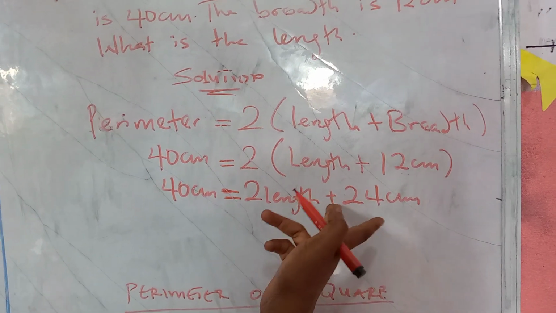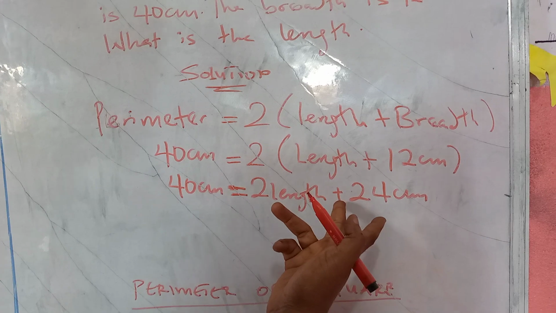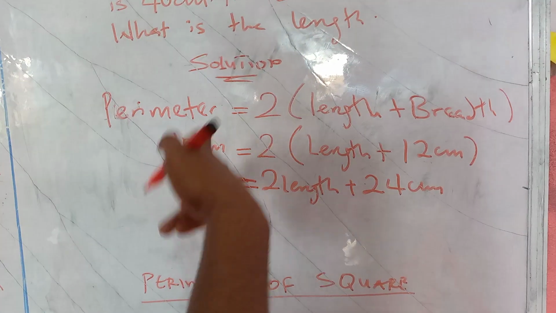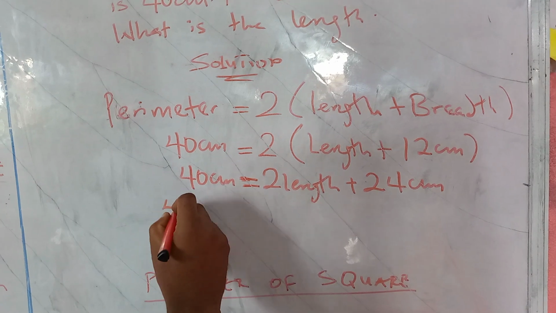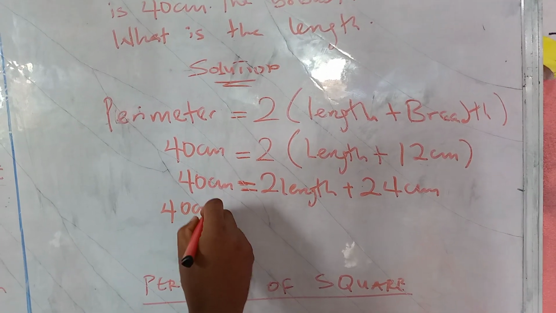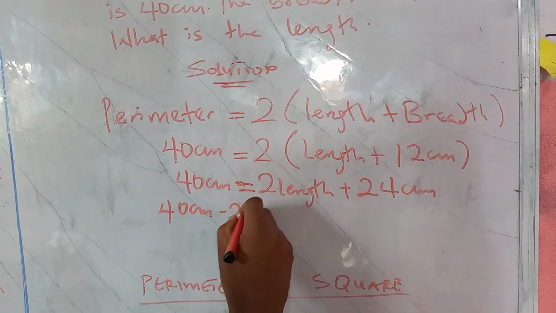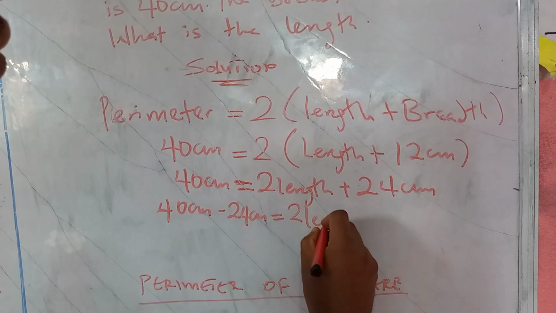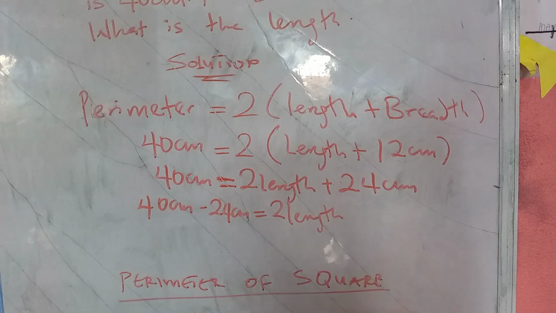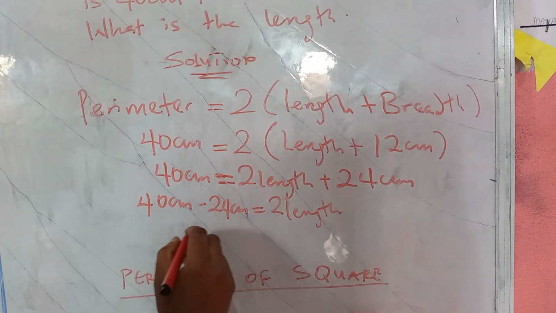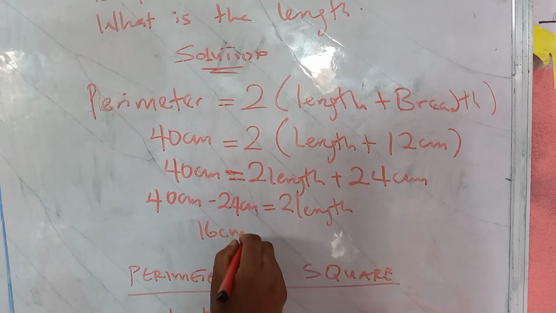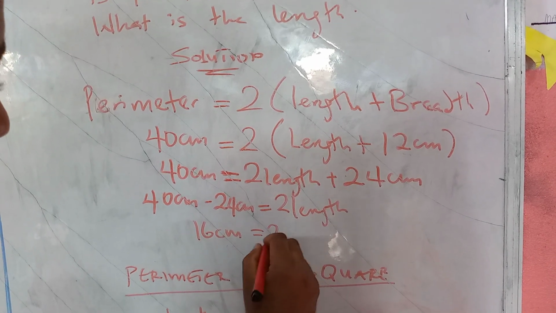When this one is going with plus, right? When plus is crossing the bridge to the other side, it will change to what? Minus. So we now have 40 centimeter minus 24 centimeter equals to 2 length. Okay, what will this one give us? 16. Am I right? So this one is 2 length.